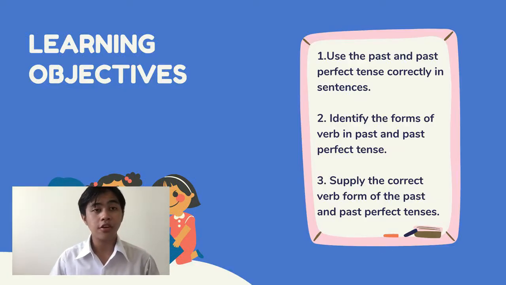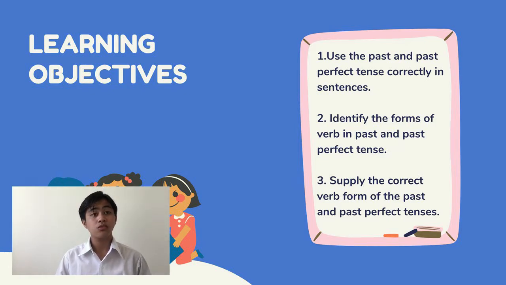As what I have said earlier, our topic for today is past and past perfect tenses. So for our learning objectives, the first one is the students must be able to use the past and past perfect tense correctly in sentences. Number two, identify the forms of verb in past and past perfect tense. And number three, supply the correct verb form of the past and past perfect tenses.